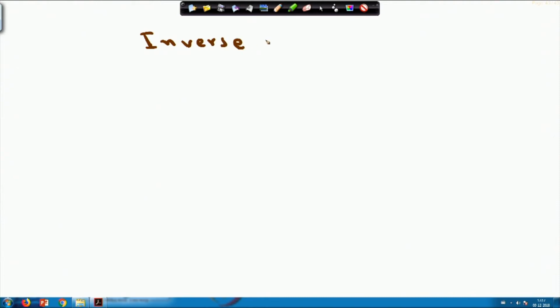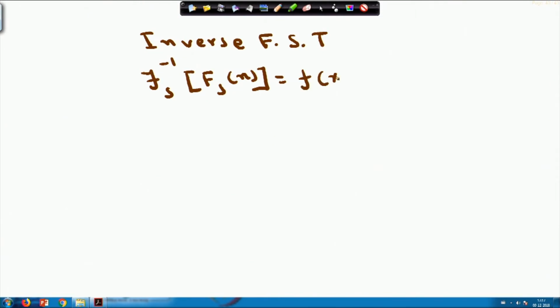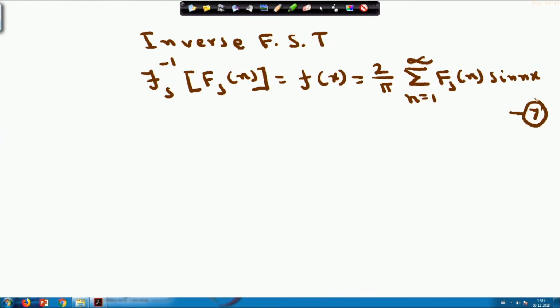let me write down, the inverse finite sine transform. The inverse finite sine transform can be defined like this, of f s n, obviously this equals f x, and this is nothing but the formula which we got earlier, the series, that is summation n equals 1 to infinity of b n, and b n we have shown is nothing but f s n into sin n x. This is your equation 7.